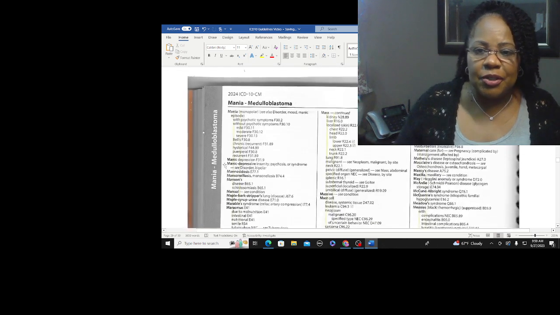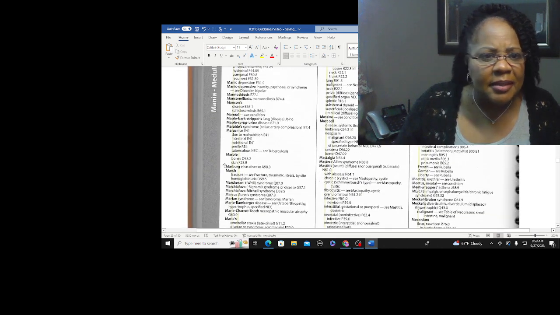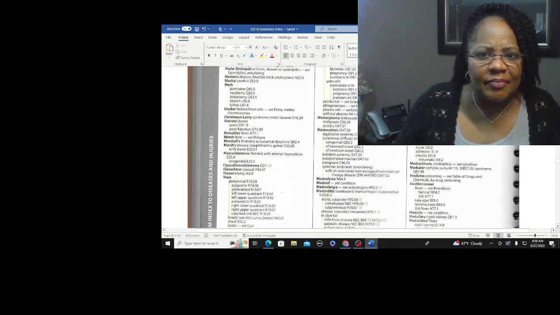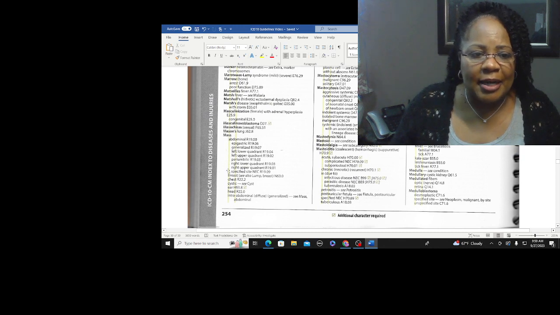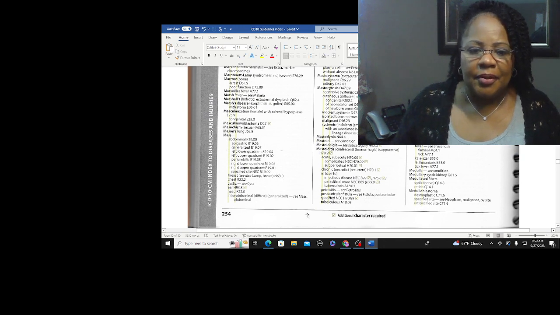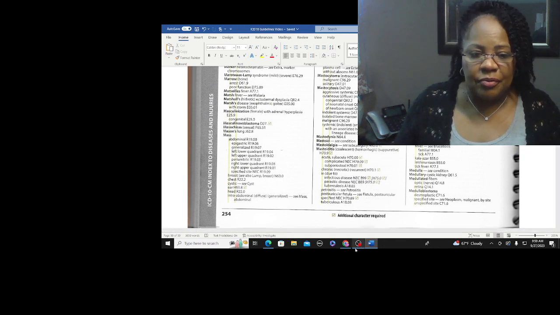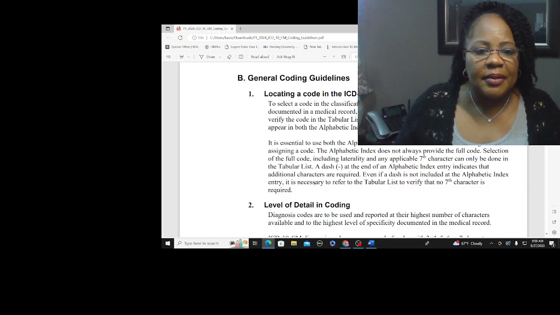So let me show that to you. Here's a replica of the alphabetic index. We're under the main term mass, and we're going to go down to breast. And there's your code. Okay. All right, referring back to those official coding guidelines.